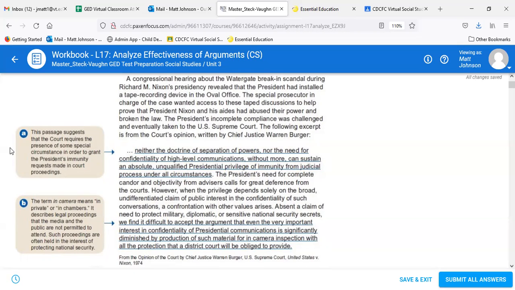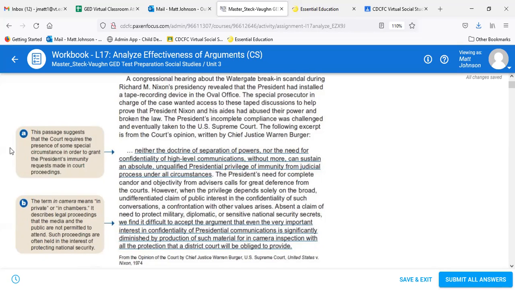And so it says in the underlined bit there in passage A, or in text box A, this passage suggests that the court requires the presence of some special circumstance in order to grant the president's immunity request made in court proceedings. And then at the bottom, it says the term in camera means in private or in chambers. So not like a photograph or a video. So in private.